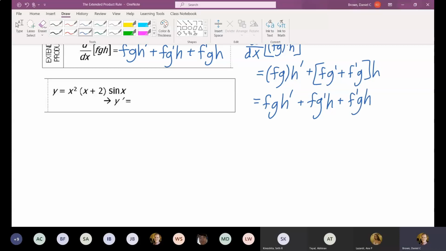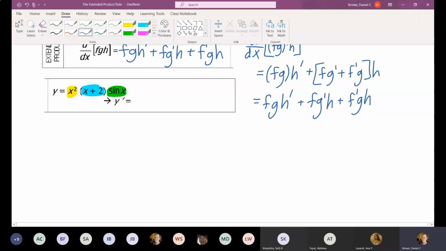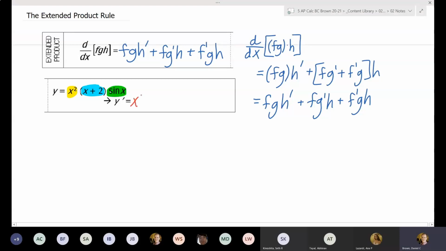So if I'm taking the derivative of the example I have here, we know it's the product rule because I have 3 things being multiplied together with an x in them. So I just take the derivative of one piece at a time and then add my answers together. So I have x squared, x plus 2, the derivative of sine is cosine, plus x squared, the derivative of x plus 2 would just be 1 times the sine of x, and then plus the derivative of the first piece times x plus 2 times the sine of x.